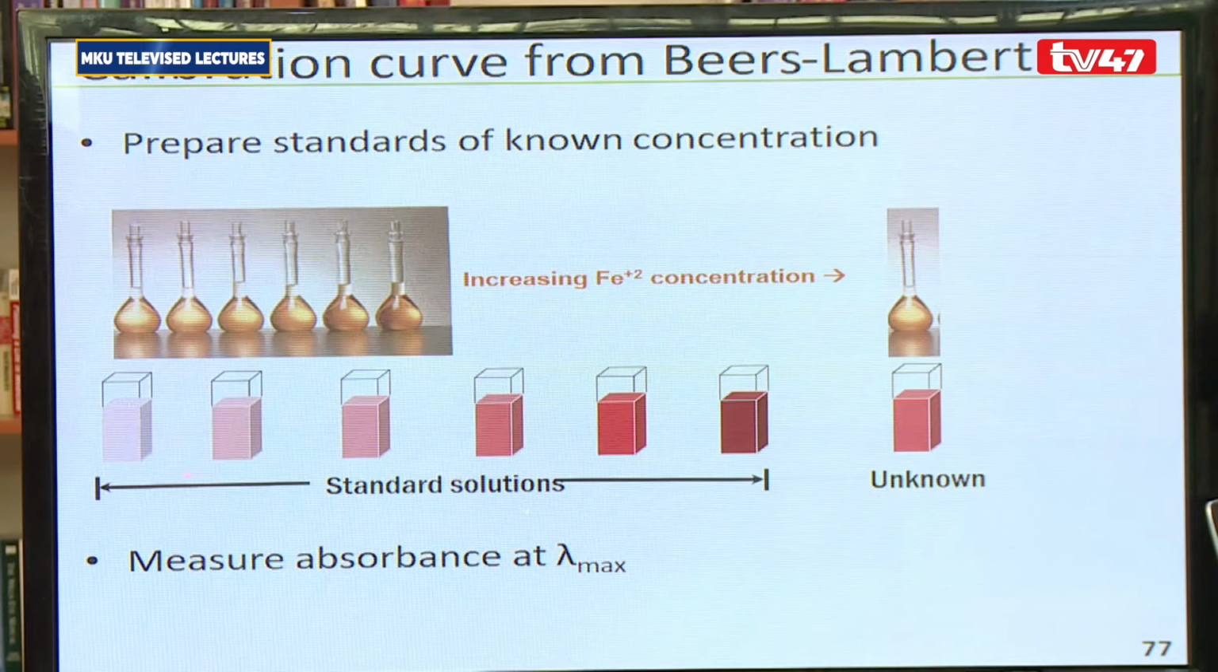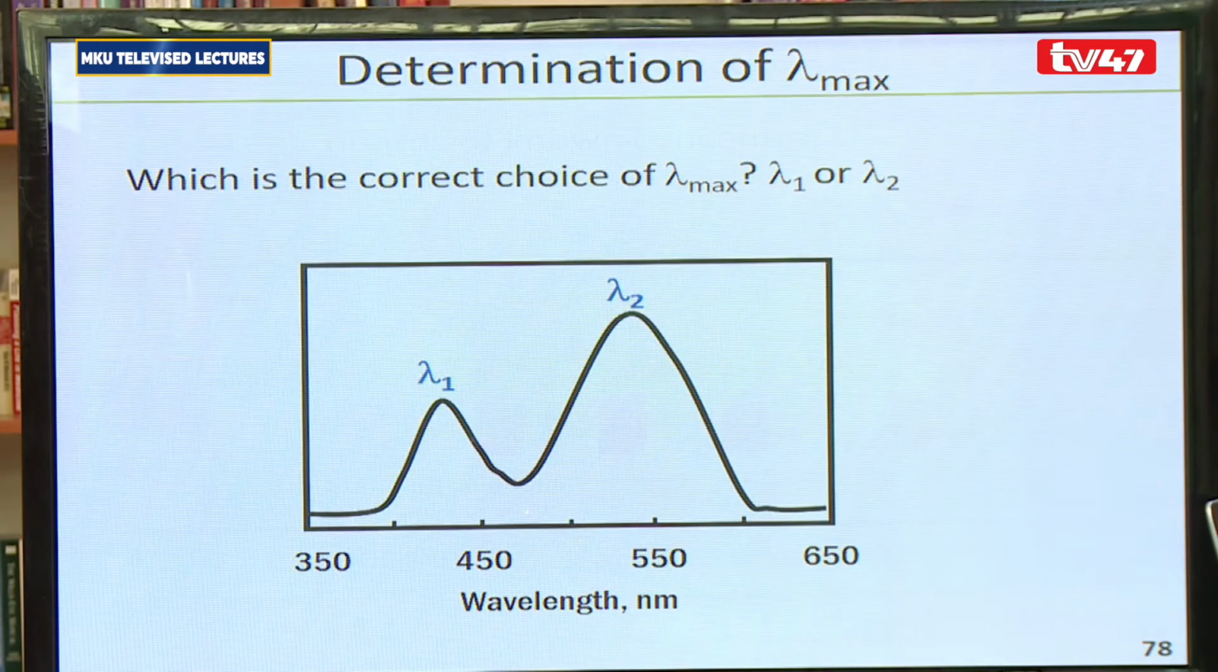Then you measure the absorbances of the standard solutions. Remember, these are solutions that you prepared and whose concentrations you know. You measure the absorbances, and before you measure the absorbances, if you didn't know the lambda max, the wavelength of maximum absorption for iron, the first step would be for you to determine the wavelength at which iron is going to absorb, so that once you determine the wavelength of maximum absorption, then you can analyze the standards at the same wavelength. And you can also analyze the unknown at the same wavelength.